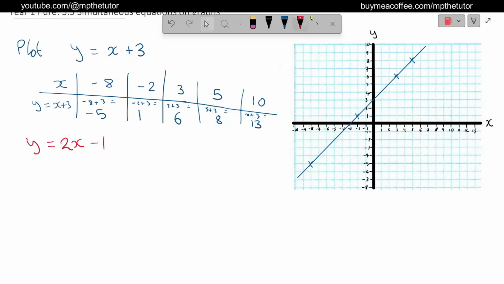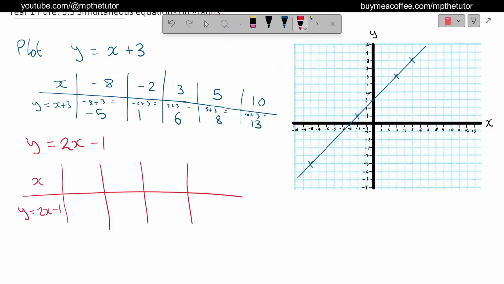Let's look at drawing another one, but let's go for red this time. So I'm going to have my table line. We have x, and we have y equals 2x minus 1. It doesn't really matter which values we choose, but we might as well choose some which fit. We could have minus 10, minus 4, minus 1, 2, and 5.